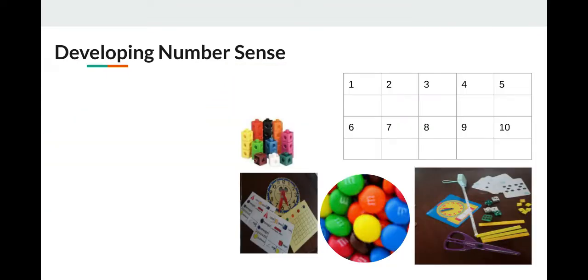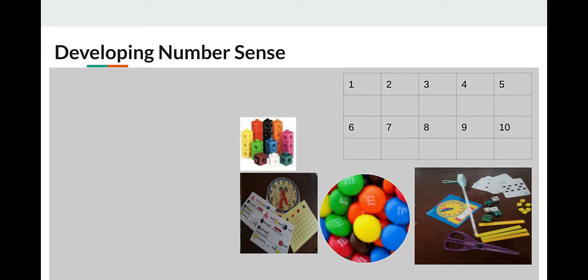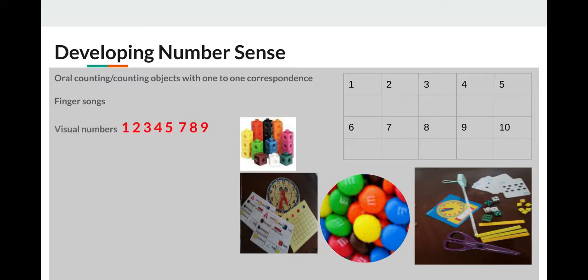So let's talk about how we can develop number sense. There are many ways that will help you with developing number sense. Some of the things that are very basic are oral counting, counting objects with one-on-one correspondence, finger songs. Remember the songs about five little ducks, five little monkeys? That also helps with one-on-one correspondence. Visual numbers, we'll talk about it later. Chart with number pockets and tables.